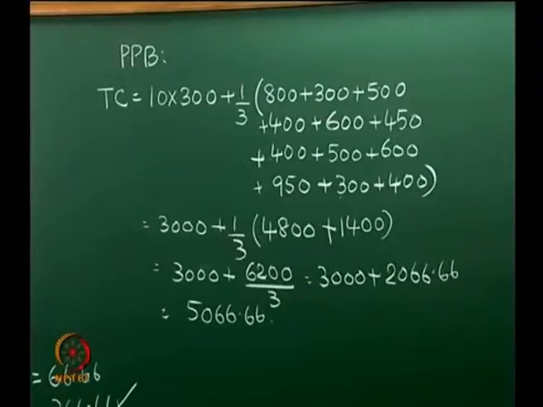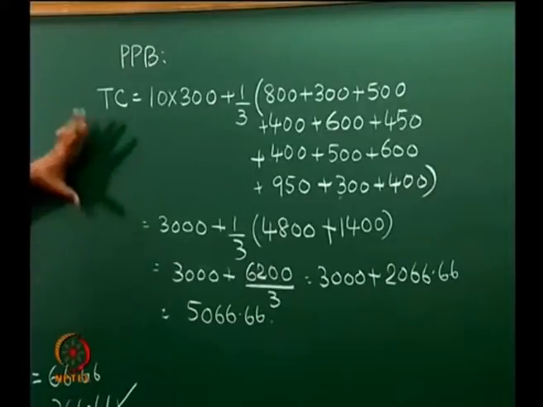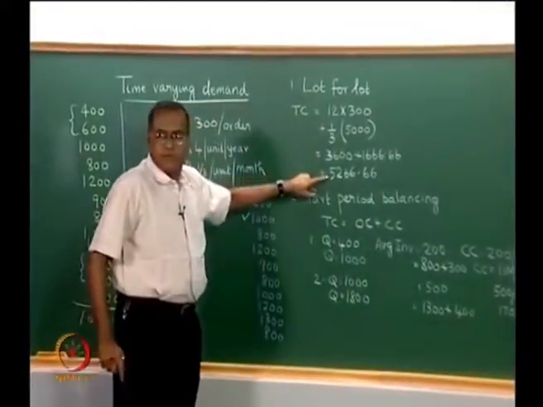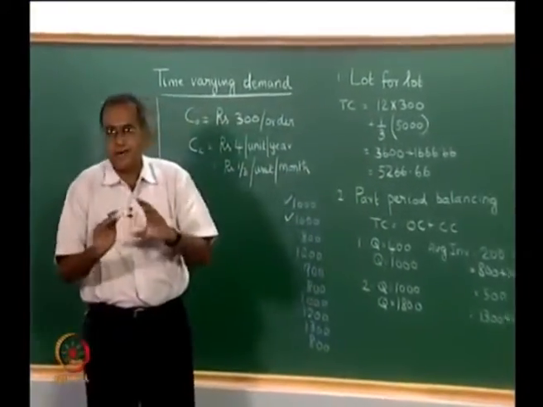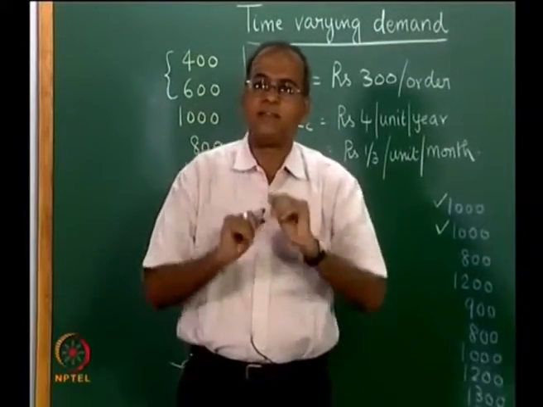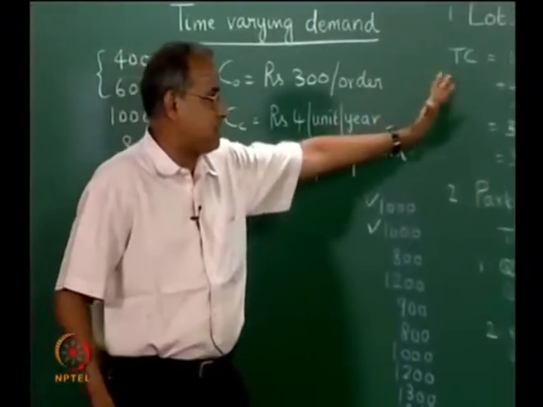So, you can see the difference. Now, the optimum was 5000. Part period balancing is giving a solution with 5066.66. Lot for lot was much more expensive. In some sense, lot for lot did not try to optimize anything. It just said do it as it is, or take it as it comes. In some sense, there is no optimization here.